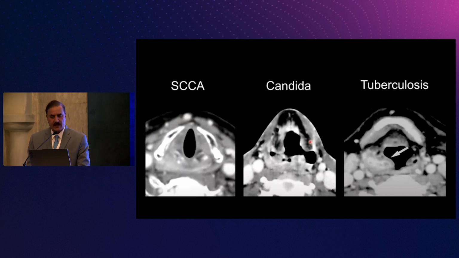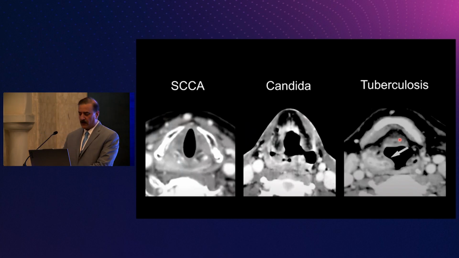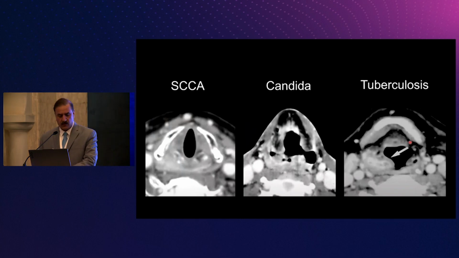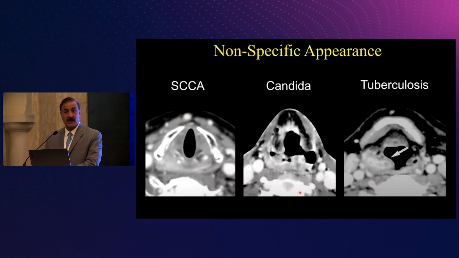But this turns out to be Candida, and this turned out to be TB. So it's very important not just to look at the imaging. You really have to look at the history that is being given to you, because imaging at times can be completely non-specific. So everything that you see in there is not cancer.